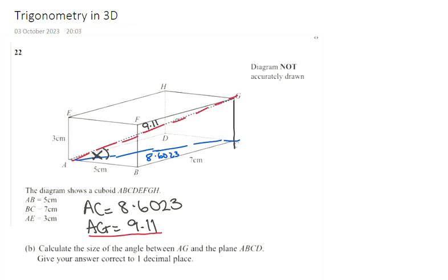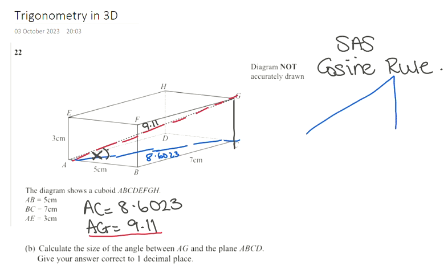So this means we're going to use the cosine rule. So we have a side, an angle, and a side. So when we see side, angle, side, we need to use the cosine rule, or the law of cosine. So I'm going to just redraw this triangle here, so it looks more like a triangle. So we're finding angle X. We know this is 9.11. We know this is 8.6023.